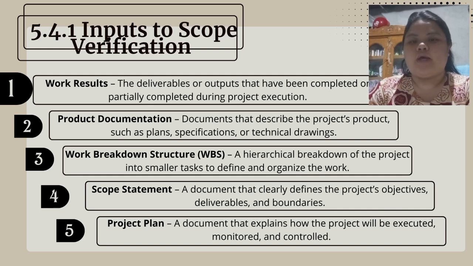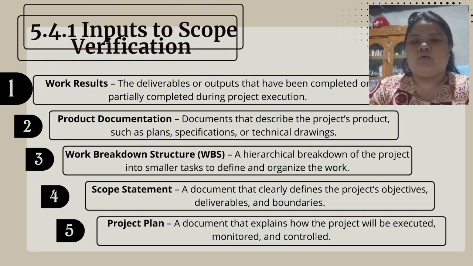Next is the work breakdown structure, or WBS. Hierarchical breakdown of the project into smaller tasks. Example, project: build a website. Phase 1, design. Task 1, wireframe creation. Task 2, UI mockups. Phase 2, development. Task 2.1, frontend coding. Task 2.2, backend code.